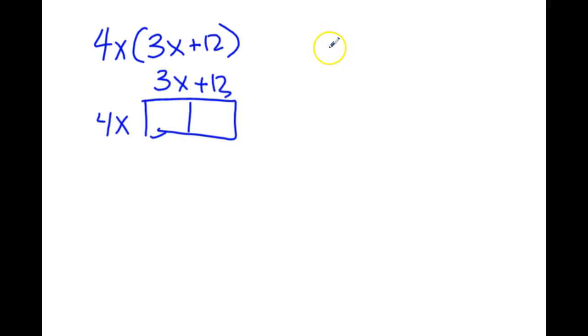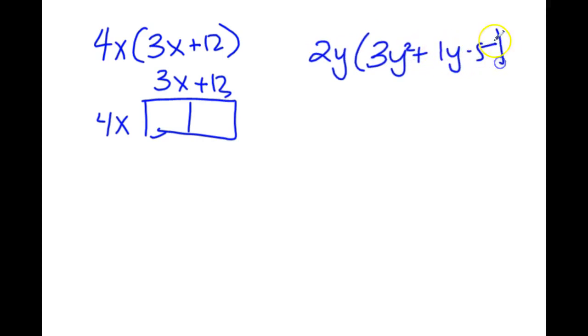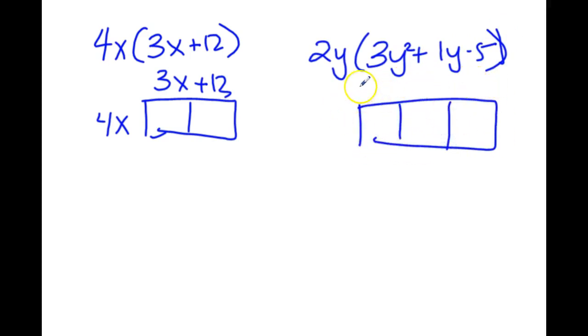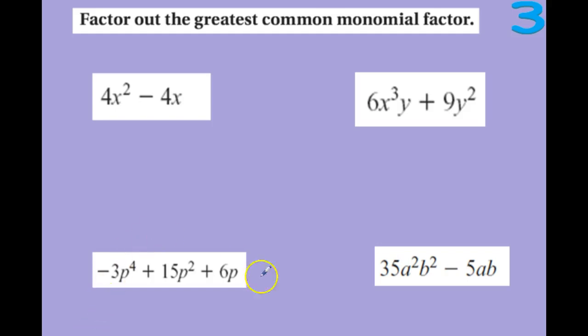Same thing if I wanted to multiply like 2y times 3y squared plus 1y minus 5. Oops, parentheses. I would draw a box, three terms by one term, and I would multiply all of this out. So what I'm really going to be doing now is taking my terms, which are already multiplied two terms here, and I'm going to factor something out, or take out what they have in common.